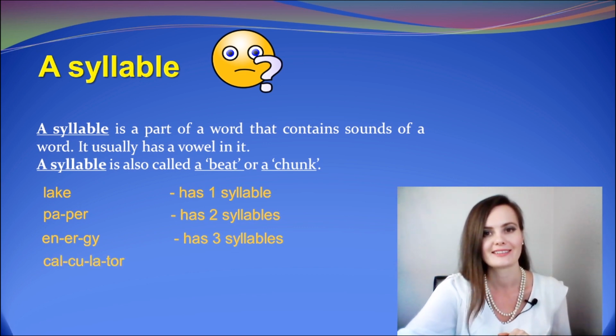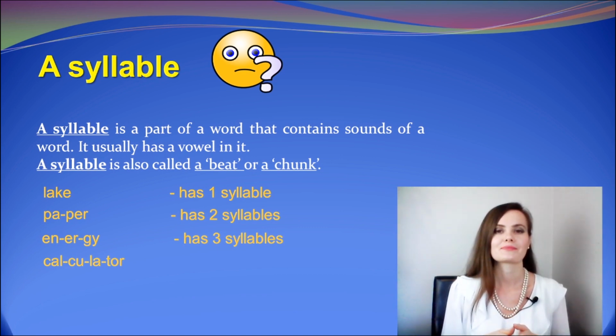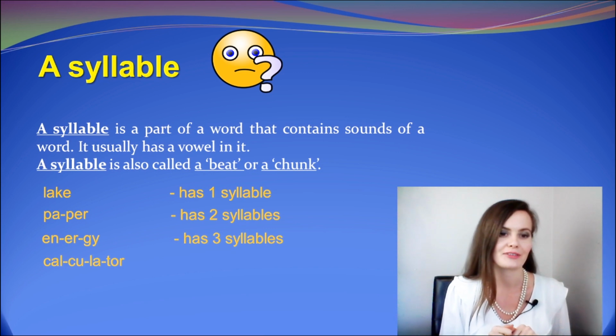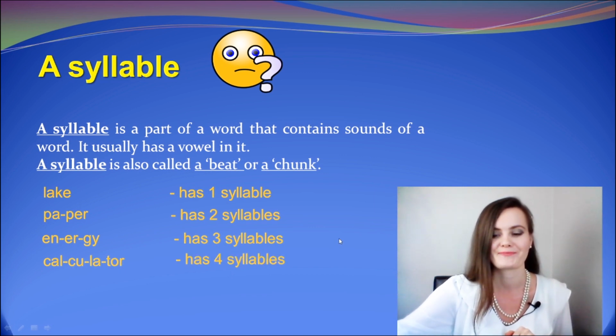Next word. So let's try to read it. Calculator. Calculator. So let's split it into the syllables. Cal, cu, lay, tor. Calculator. So how many syllables does this word have? Let's count. 1, 2, 3, 4. So it has 4 syllables.